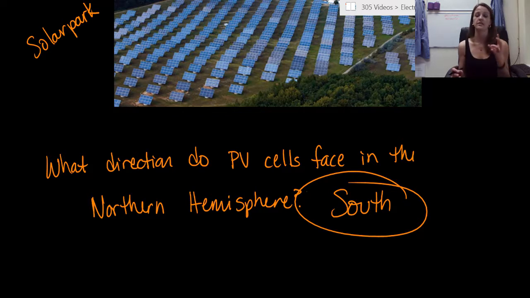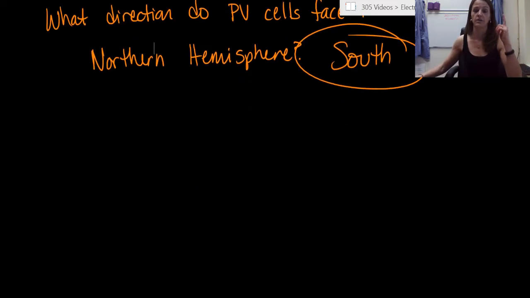Okay, not north, not east, not west. Now, if you think about this, in the southern hemisphere, it has to be the exact opposite. So if we had a solar park in the southern hemisphere, we would make sure that all of our arrays are facing in the northern direction. Okay, so make sure you're very careful, make sure you're clear about that in your head. It has to do with the incident radiation.